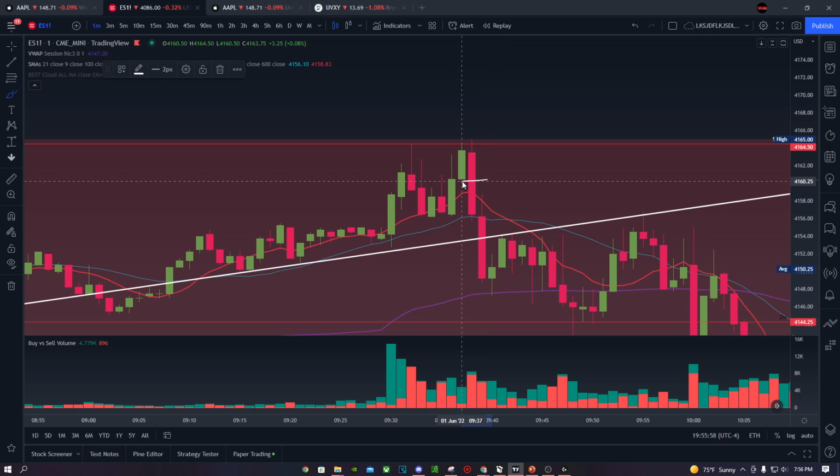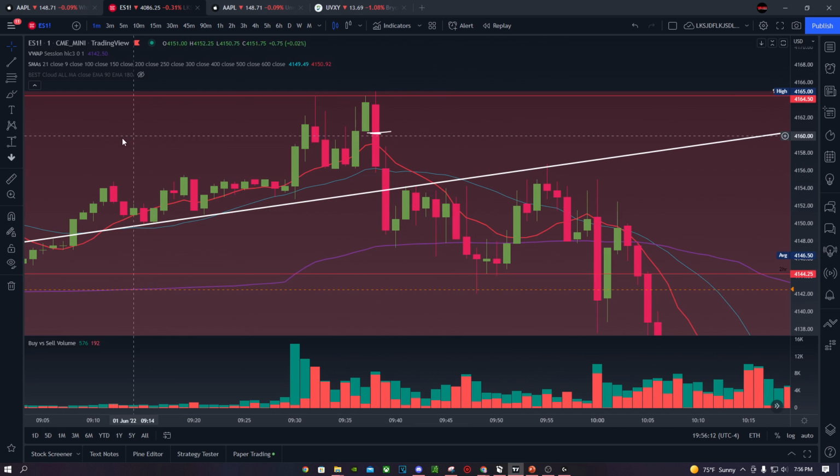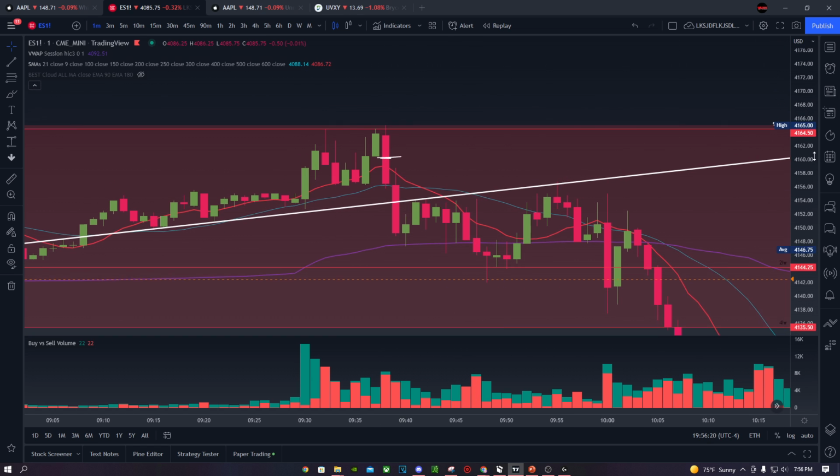So now you enter here, we rejected off of supply, we drop below this previous candle, you enter short here right around 41.60, 41.58, somewhere around here, and you target whatever you want, maybe VWAP, right? And that would have been, I don't know, 15-point scalp if you did that, which is fantastic, right?